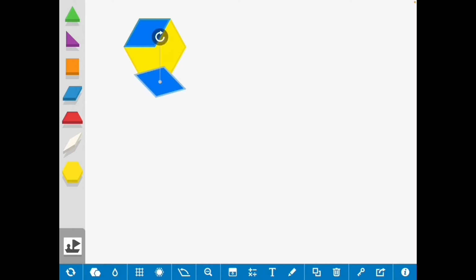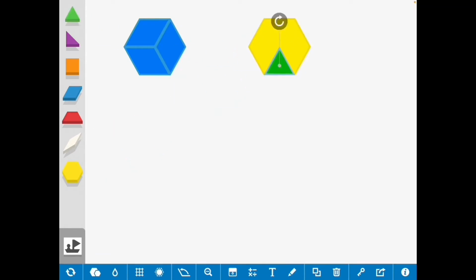Let's start by dividing the hexagon into 3 equal parts. Here, one blue rhombus is 1/3 of the hexagon. We could also partition the hexagon into 6 equal parts using the green triangles.